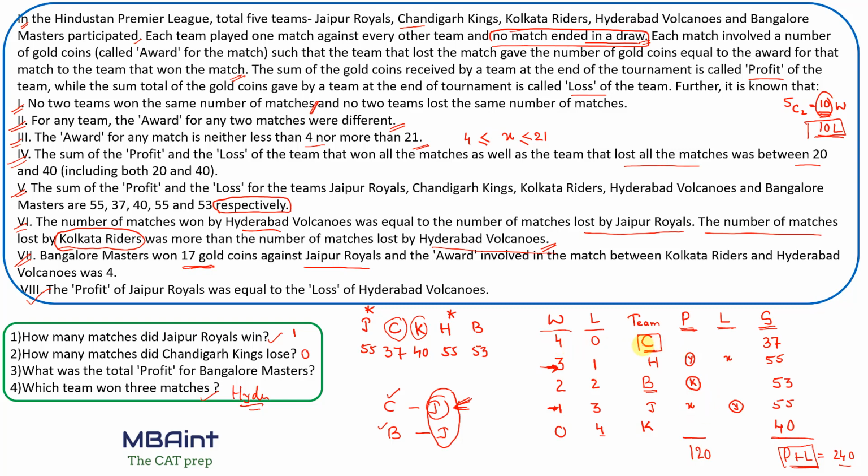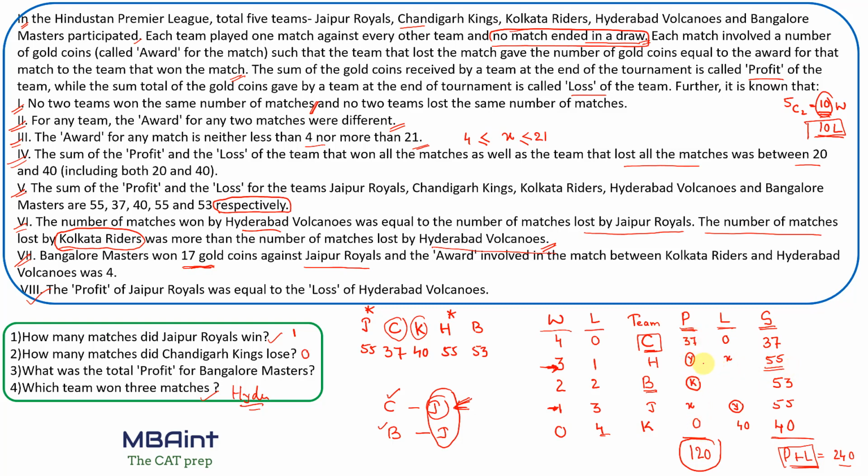Now this team Chandigarh is winning all the matches and losing none. So loss for this would be 0 and profit would be 37. Now this team Kolkata is losing all the matches and winning none. So loss for this team would be 40 and win would be 0. Now if we just sum this up, what will we get? 37 plus this y plus this x plus this k and this 0. This equals 120. Now we know that x plus y equals 55, right? X plus y equals 55.